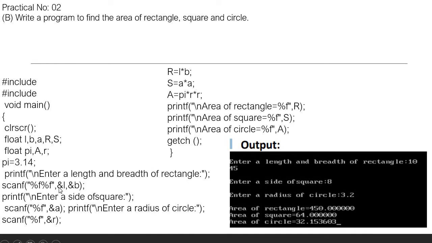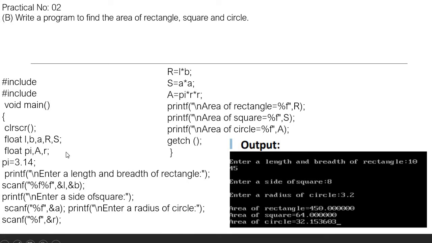And for that, we are using two variables, that is L and B. So accordingly, I am putting those two variables within my scanf function, and my prototype is float. Next variable we are using is A. Through this variable, the user will enter the side of the square. The next statement is enter the radius of circle. So to enter the radius of circle, the R variable we have used over here.